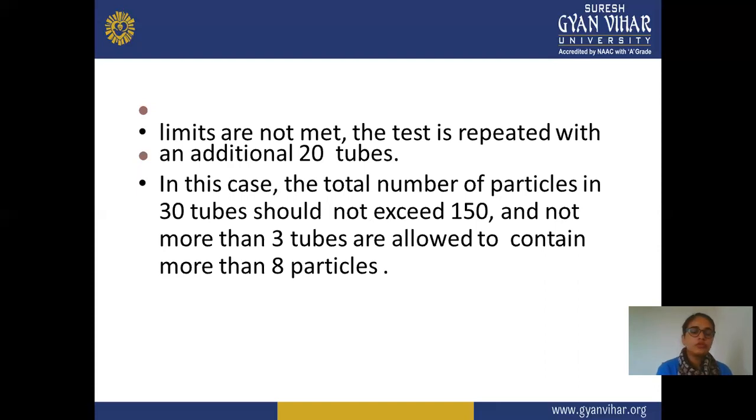So these overall 30 tubes should not exceed more than 150 particles. After this checking, if it is more than 150, then you reject your batch and no retest is required. And if it is within the 150 particle range, then you can accept your batch, and individually 8 particles in each tube is required. In this, we take a limit of only 3 tubes. Means if only 3 tubes have more than 8 particles and the total is within the 150 particle limit, then you can also accept, but more than 3 tubes are not accepted.